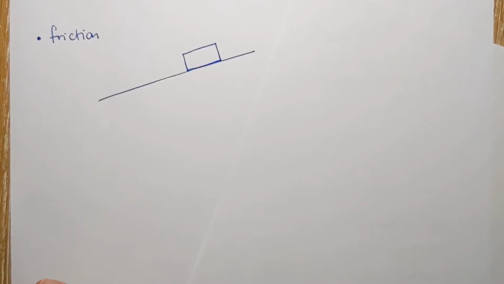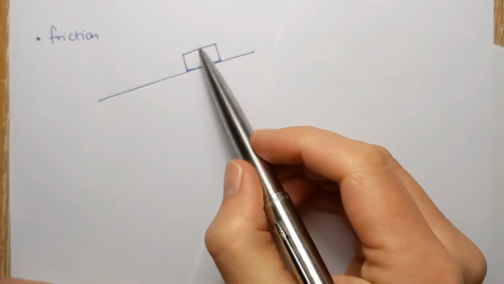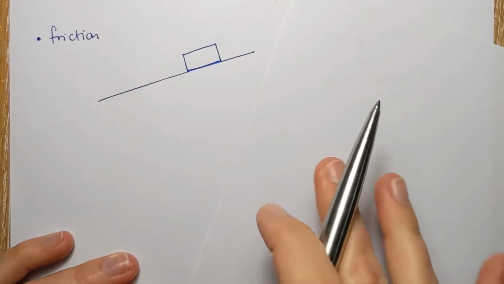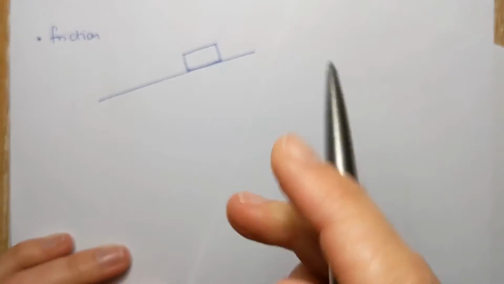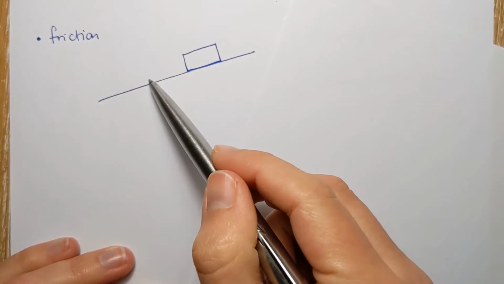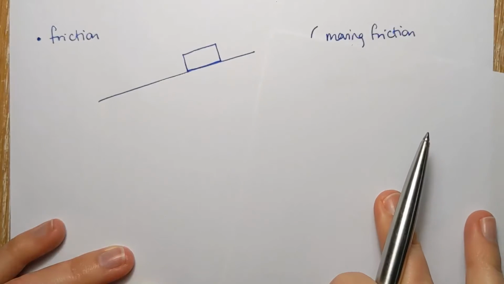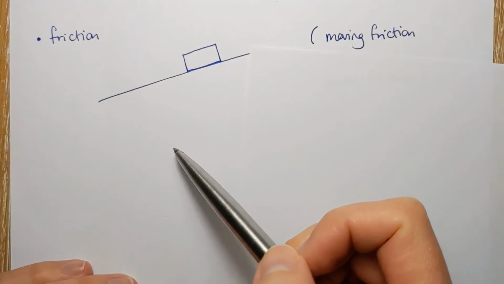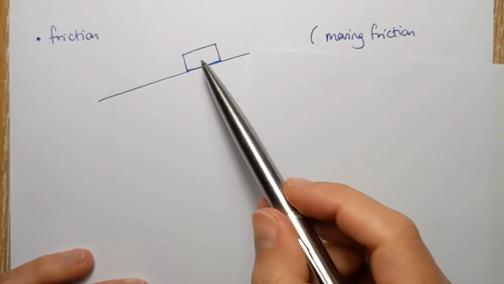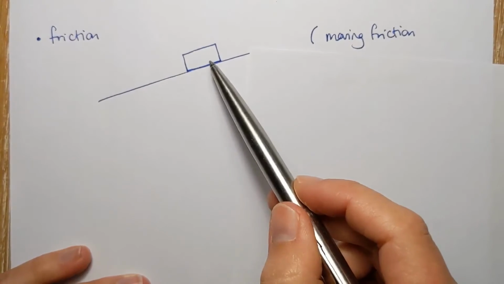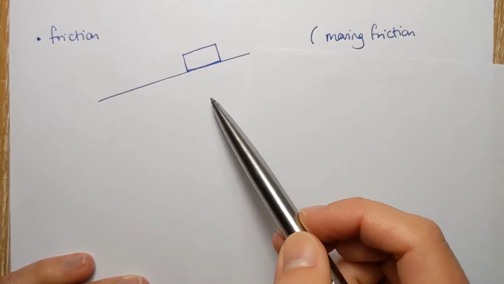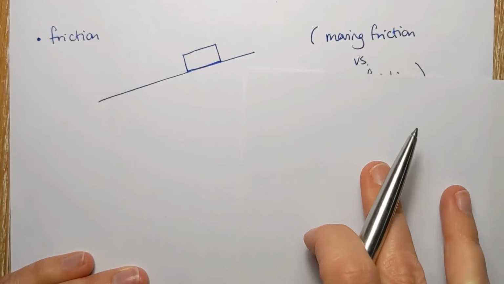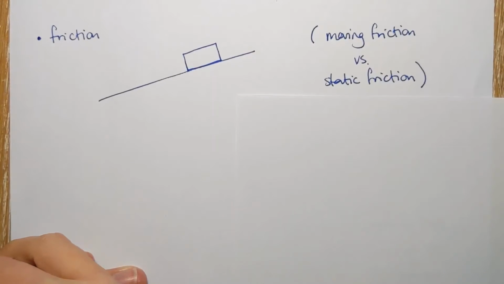The last force I'm going to talk about in this video is friction. So here I've got a block on a slope. If this block is sliding down the slope, so they're in contact and the block is sliding down the slope, then the block and the slope are going to exert moving friction forces on each other. However, if the block is stationary, resting on the slope, not moving, the block and the slope will still exert friction forces on each other, and those we call static friction.